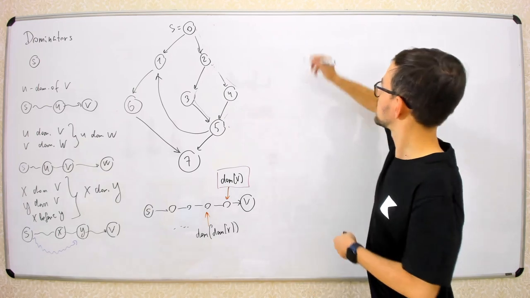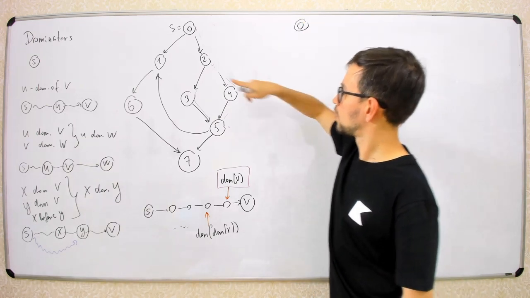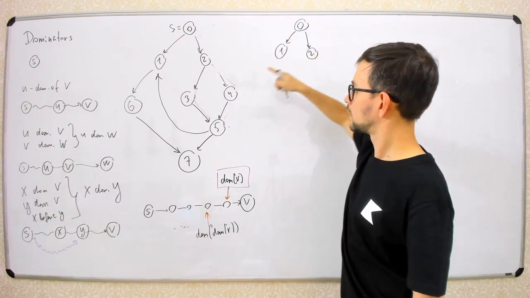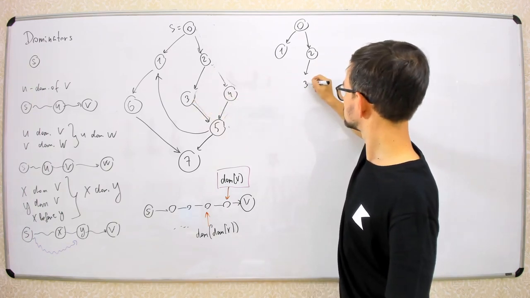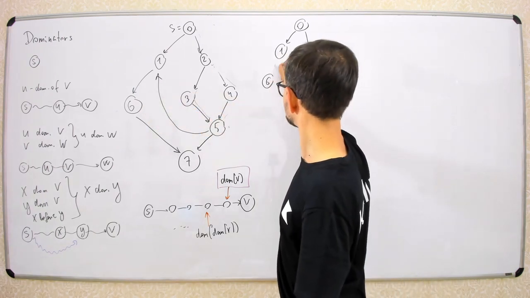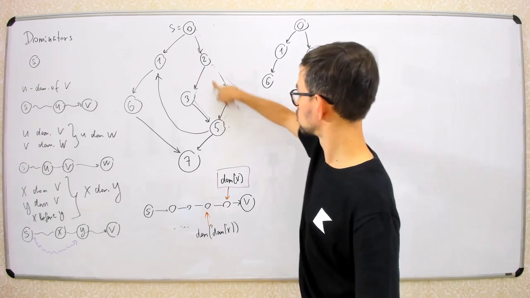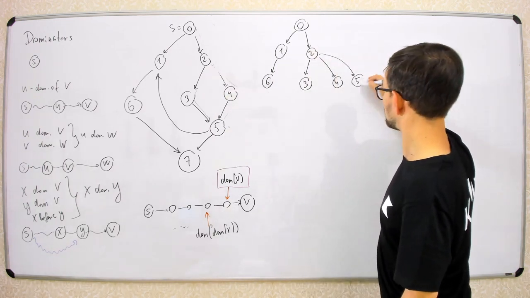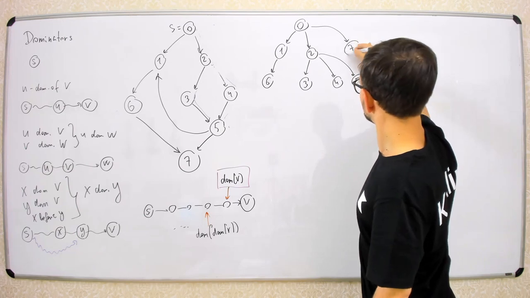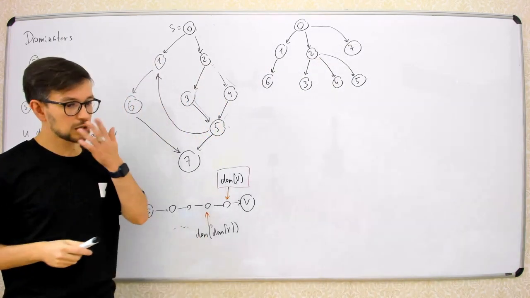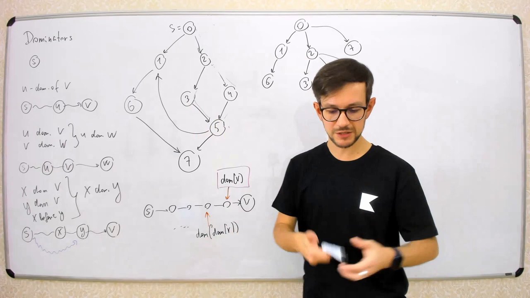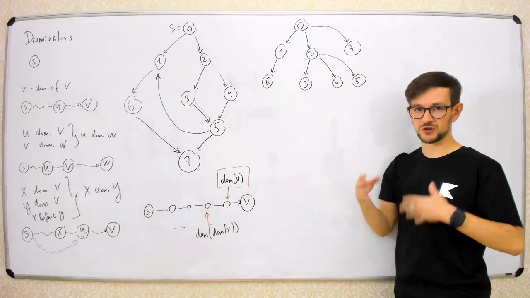So for example, for this graph, we have this node 0. Now node 1 has dominator 0. Node 2 has dominator 0. Node 3 has dominator 2. And node 4 has dominator 2. Now this node 6 has dominator 1. Node 5 has dominator 2. Now this node 7 has dominator 0. So this is the structure of the dominators of your graph. So this structure kind of explains what's going on in this dominator situation in your graph.